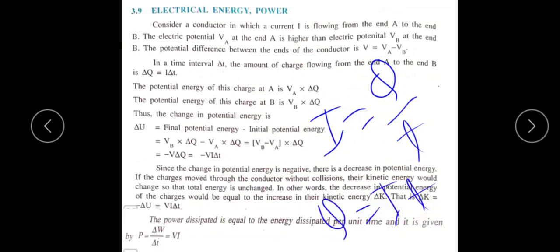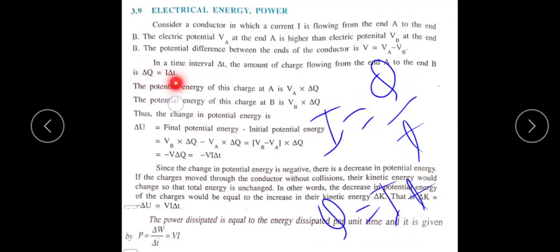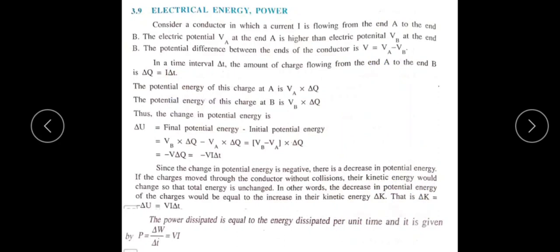Within the time interval delta t, the amount of charge flowing from end A to end B is equal to I into t, which can be written as I into delta t. The potential energy of this charge at A is VA into delta q.